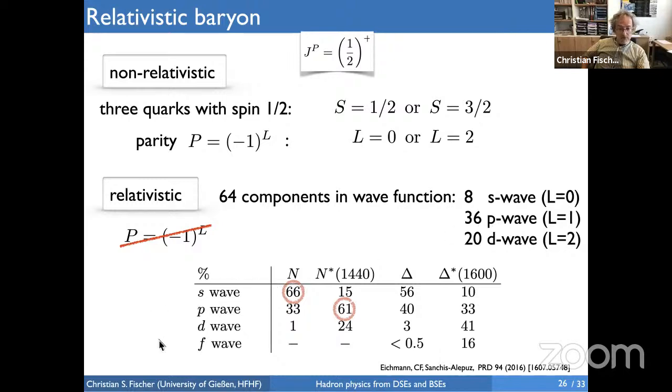And if you measure the contributions of these S, P, and D waves to the mass of the nucleon, you see that the nucleon is actually dominated by the S-wave contributions, whereas the Roper is dominated by the P-wave contributions in our calculation. It's dominated by contributions which are absent in the quark model. So that's one explanation why, in a relativistic framework, this level ordering comes out right, whereas in a non-relativistic quark model, you don't get this.